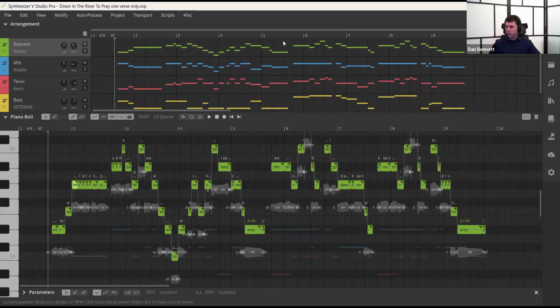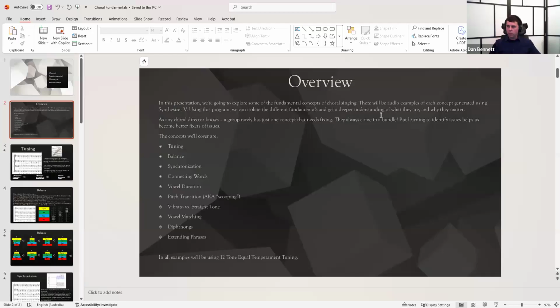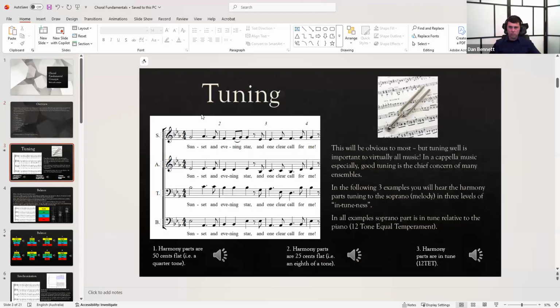So pretty cool. Let's go back to the presentation. And here we go. Okay, so that's what Synthesizer V looks like. I'm not giving a tutorial on how to use the program tonight. What we're doing is exploring fundamental concepts, and I've used that program to generate examples. So let's have a look at tuning, which is the first one.